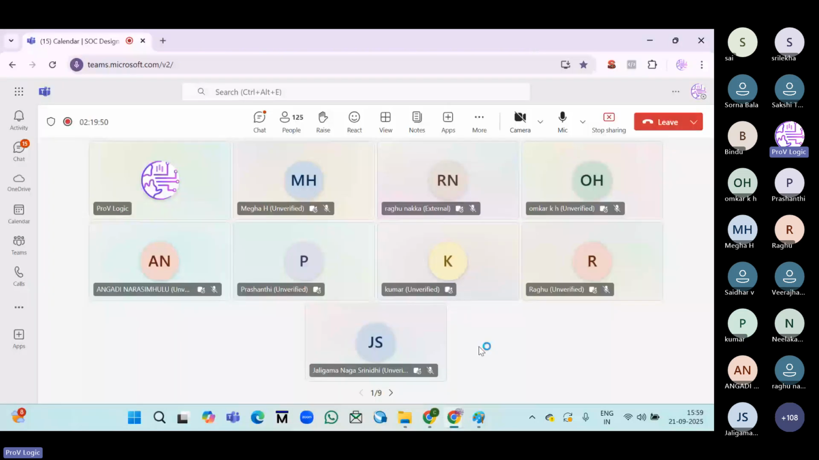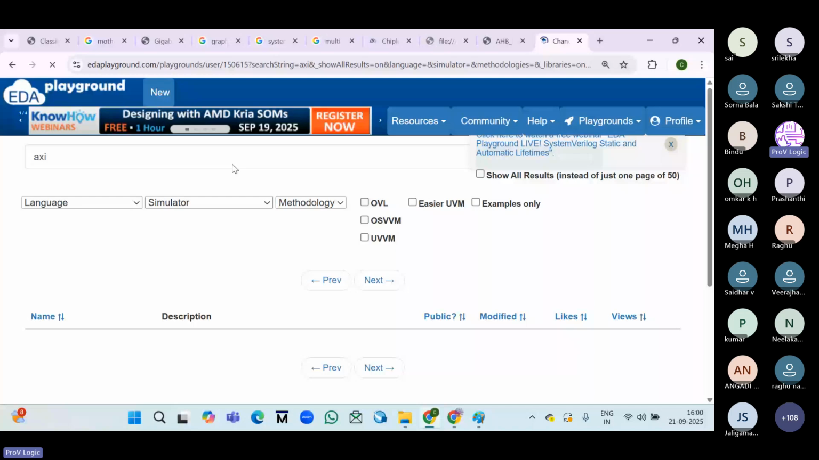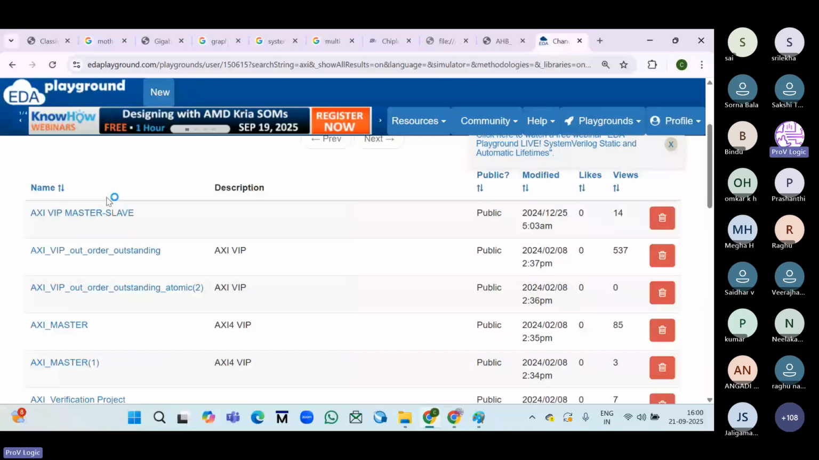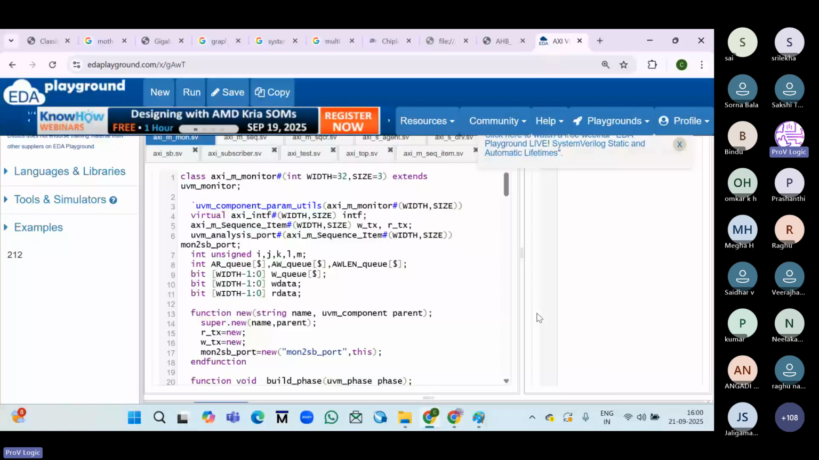AHB, then AXI. AXI is somewhat complex, as it has multiple channels. In the channels, there will be a lot of signals. Based on the signals, for AXI we have the VIP development. VIP development is most important for AXI. We use the QuestaSim tool actually. We will give the QuestaSim tool to you.